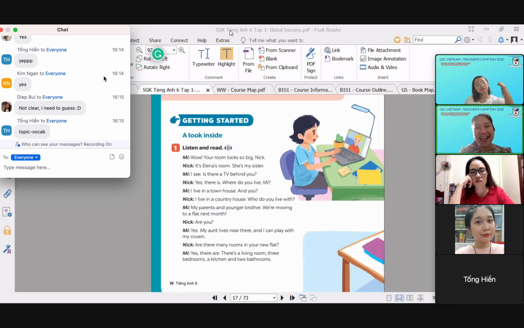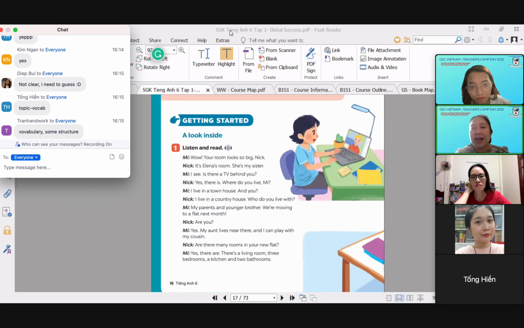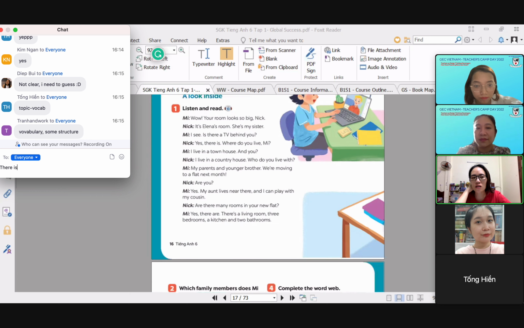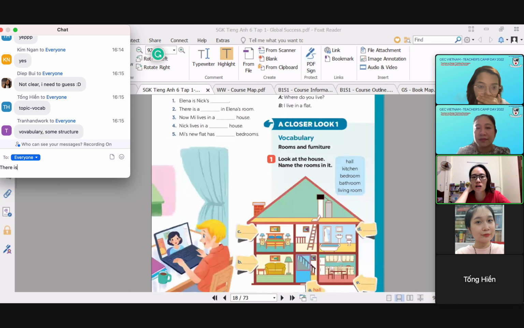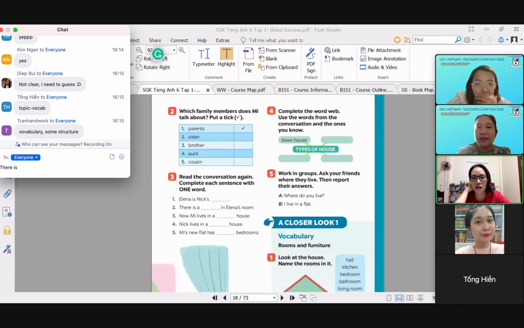I need to guess. Not clear. Topic, vocabulary. Yes, but they are very general outcomes. How can you assess that your students get something? Normally after the listening and reading part, we're gonna have some more activities below, so they can practice the structures and vocabularies. That's how we know when we see students do the activities.